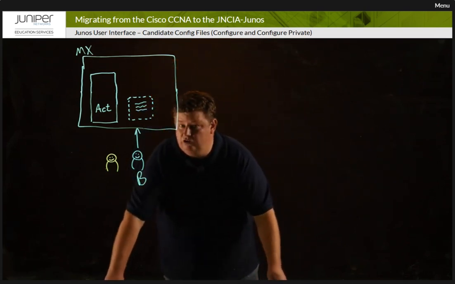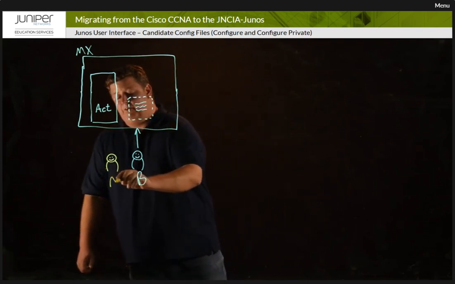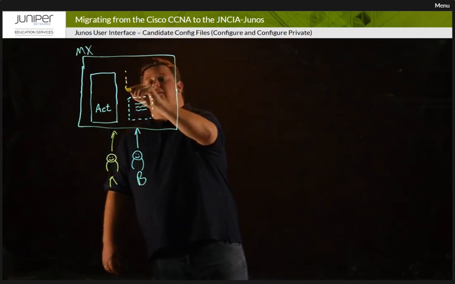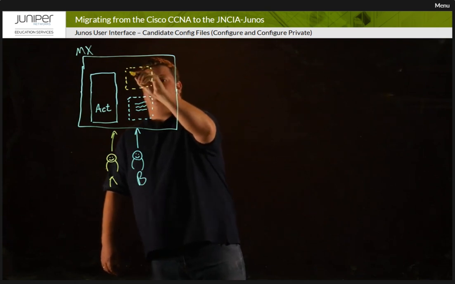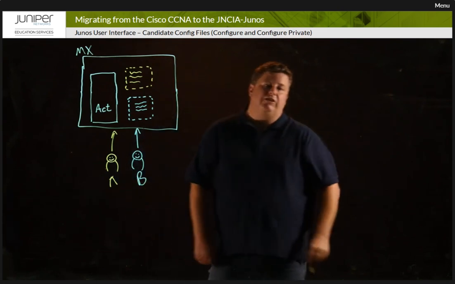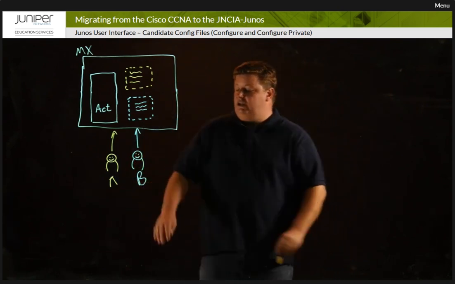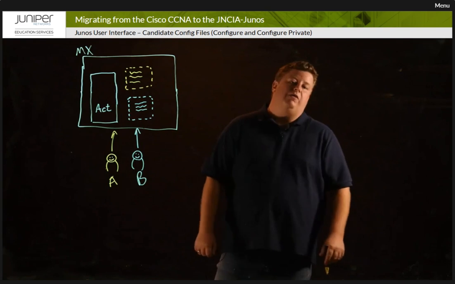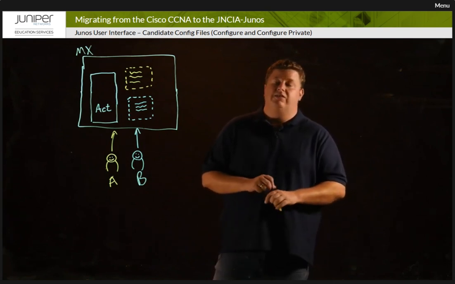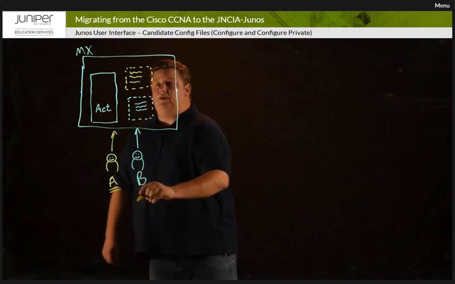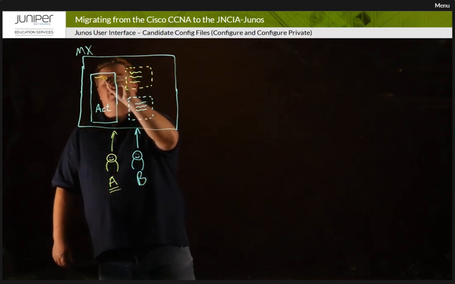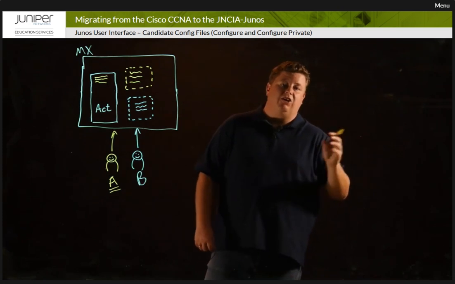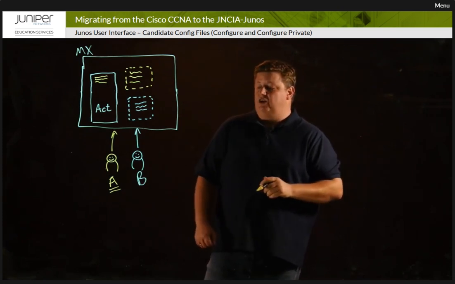And now we imagine that user A logs in at the same time. So user A makes a connection, types configure private, and this spawns a separate private, hence the name, candidate configuration file. All of user A's changes are contained within that particular candidate, and at some point one of them is going to commit first. It doesn't matter who commits first. Let's say that user A commits first. We can imagine if the commit checks pass, then all of his changes from his private candidate are now merged into the active running configuration.